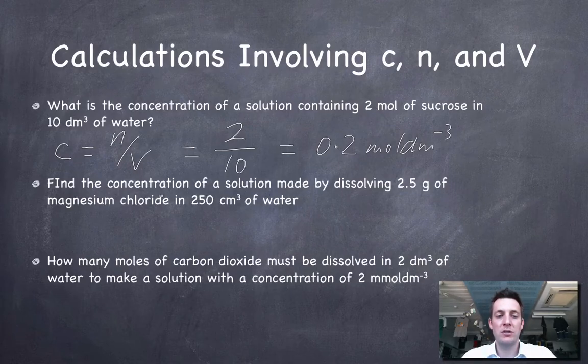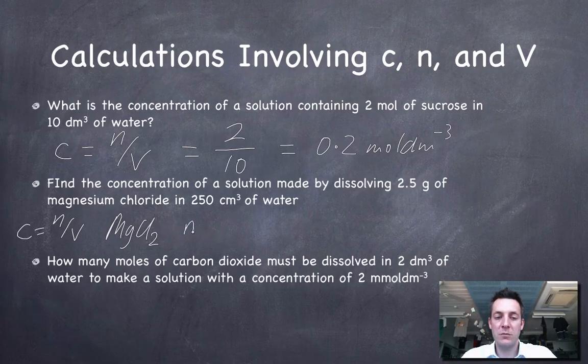Because I've only got one significant figure in my data. Find the concentration of a solution made by dissolving 2.5 grams of magnesium chloride in 250 centimetres cubed of water. Now, a bit different here because I know that C equals N on V, but I'm not told the number of moles. I'm told the mass of magnesium chloride, which is MgCl2. Now, you can see here, if I'd been asked this question and I didn't know the formula of the magnesium and chloride ions and their charges, I wouldn't be able to get this formula right.